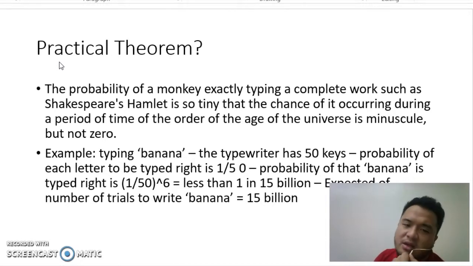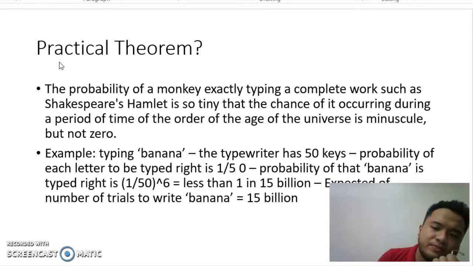minuscule but not zero. Example: typing banana. The typewriter has 50 keys. The probability of each letter to be typed right is 1 in 50. So the probability that banana is typed right is 1 over 50 raised to 6, which is less than 1 in a billion. The expected number of trials to write banana is about 15 billion.